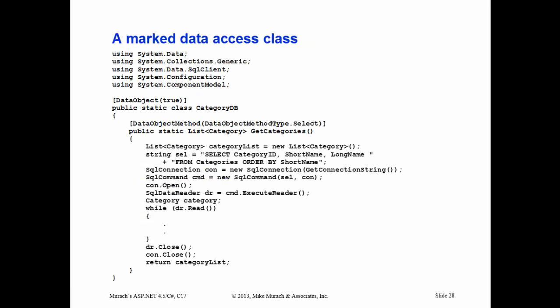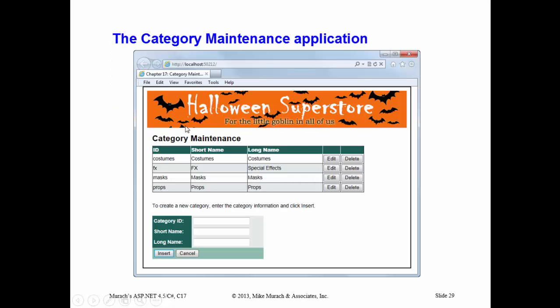These next few slides are just examples of a data access class that's been marked up. So you can see this GetCategories is a select data object method. This is the example of their category maintenance application, and this is what we just saw earlier. It uses a data grid to pull back the data and a list view to insert new data, but both of these are tied to object data sources instead of SQL data sources.